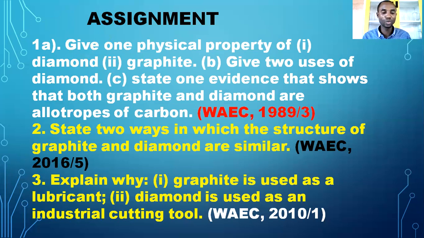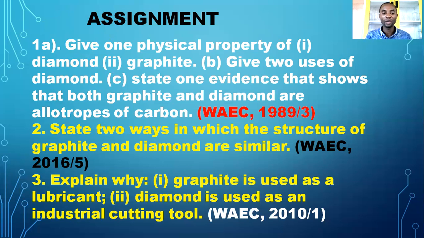WAEC question 2016, number 5 states: state 2 ways in which the structures of diamond and graphite are similar. What are the two ways you can explain that the structures of diamond and graphite are similar? WAEC 2016, number 5. Lastly, the last assignment question that you will do is the 2010 WAEC question, number 1. Number 1 says, explain why graphite is used as lubricant. We talked about it in this particular video.